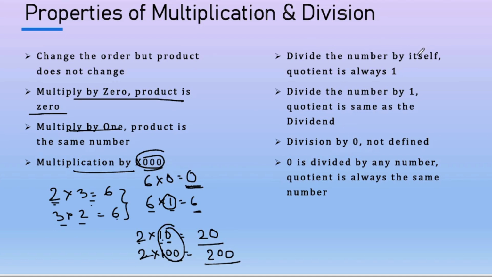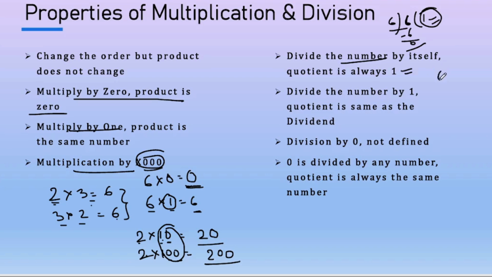Now, moving on to the properties of division. Divide the number by itself, quotient will always be 1. Let's say 6 divided by 6. How many times can it be divided? 1, right? This is the meaning. You divide the number by itself, this is the quotient. Quotient will always be 1.